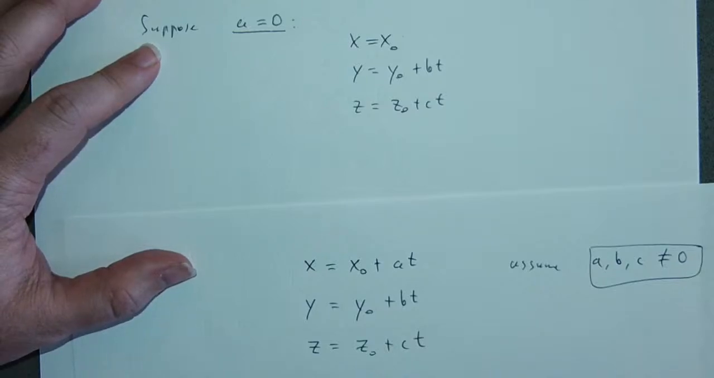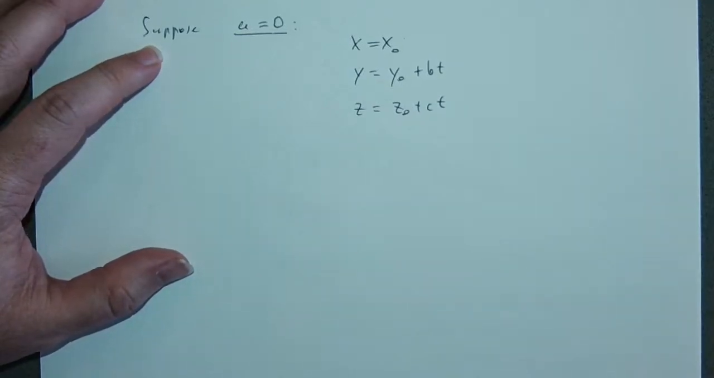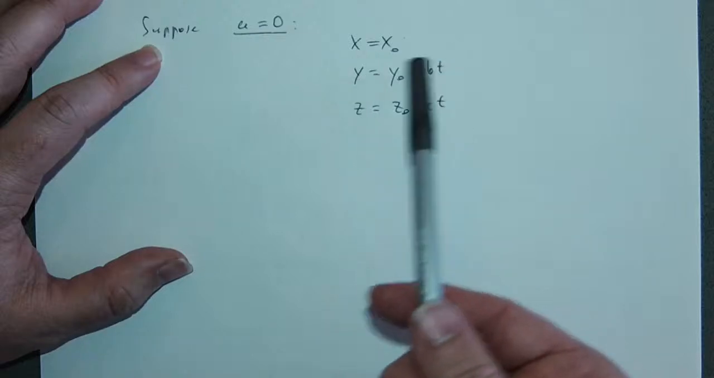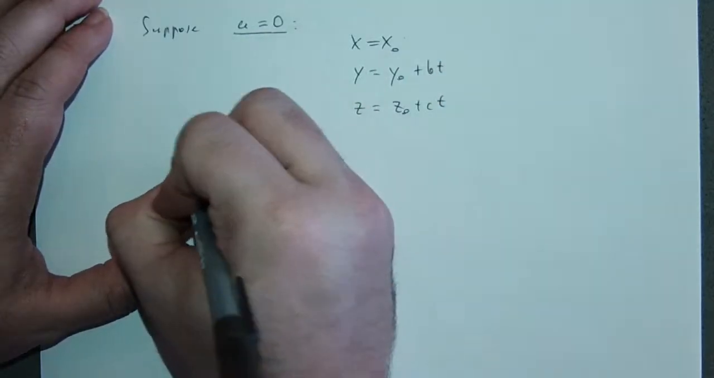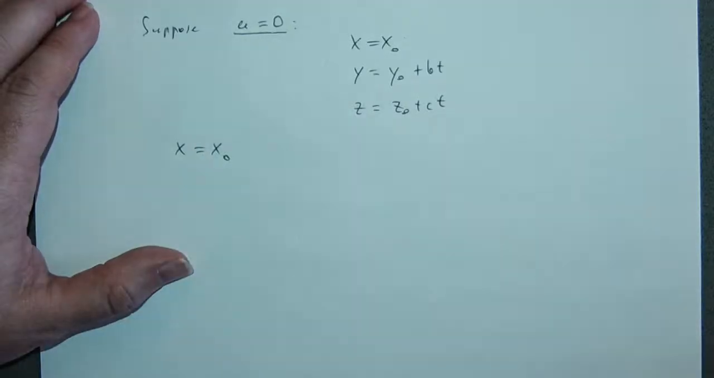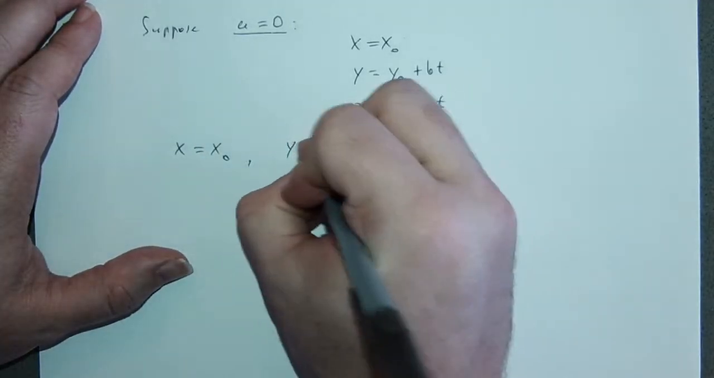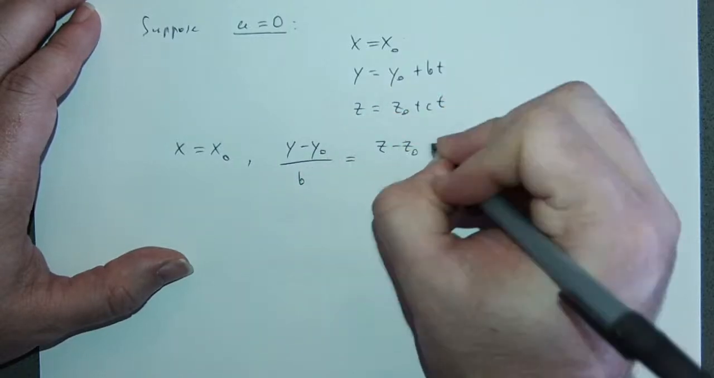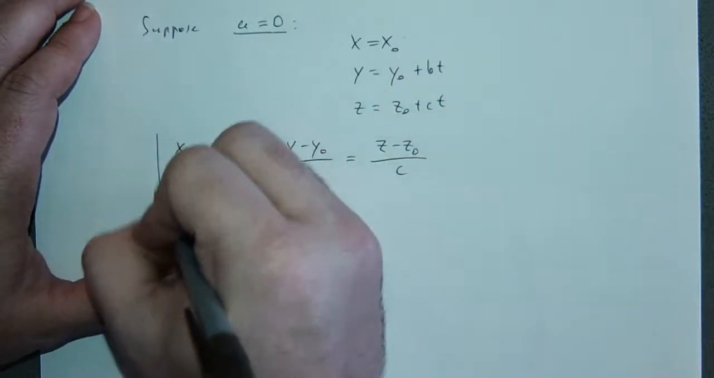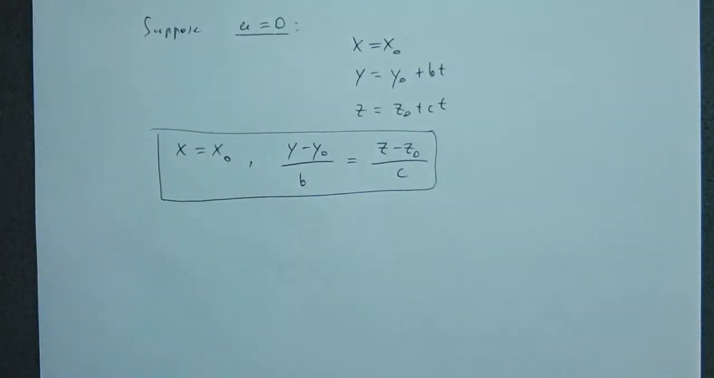Okay. And so how would you write the symmetric equations? Well, you can still solve for t for these two equations. And so what would the symmetric equations be? Simple. It's x is equal to x naught. And then also y minus y naught over b is equal to z minus z naught over c. So there would be your symmetric equations in that case.